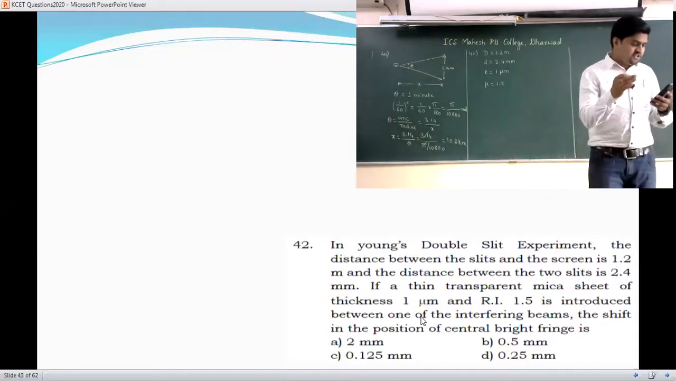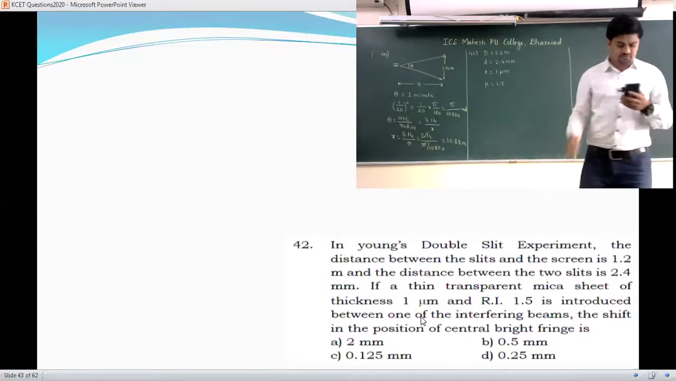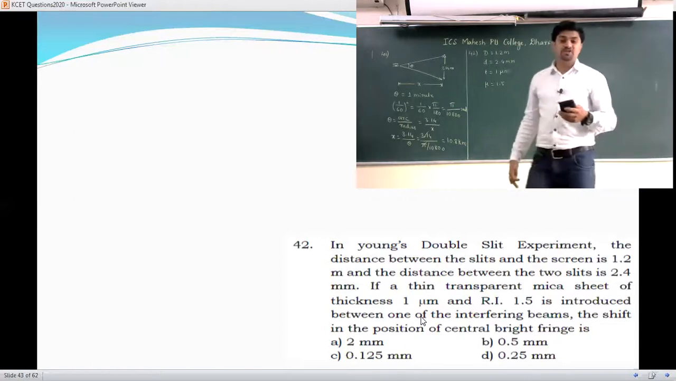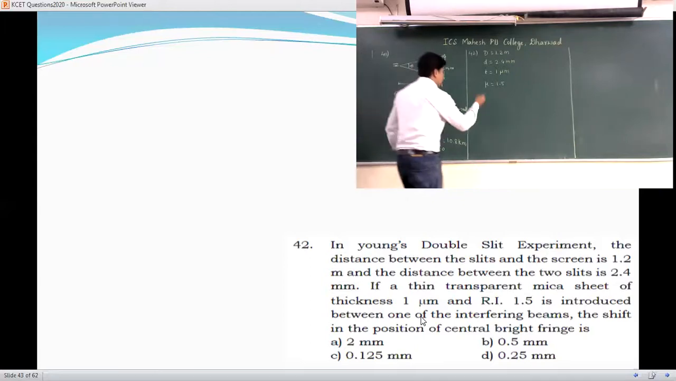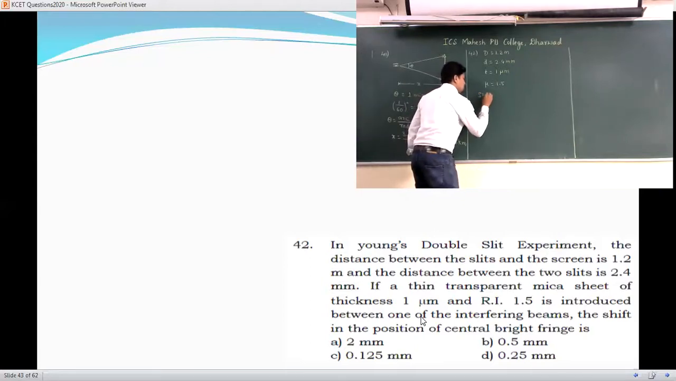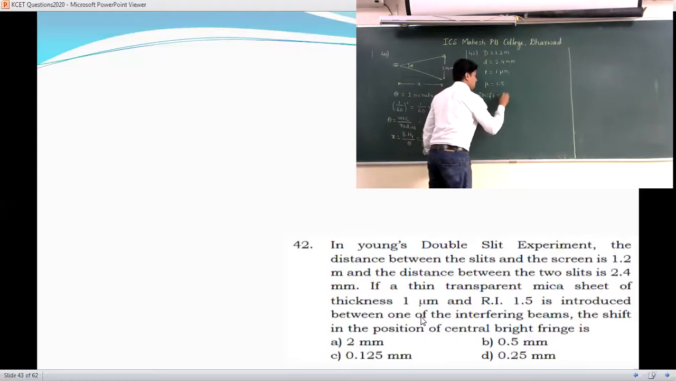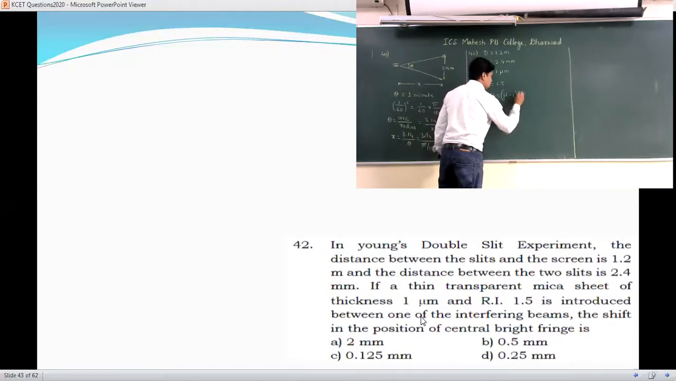the shift in the position of the central bright fringe is asked. For the shift, the formula we use is: shift can be written as mu minus 1 into T.